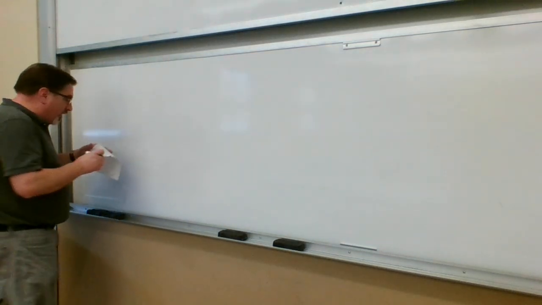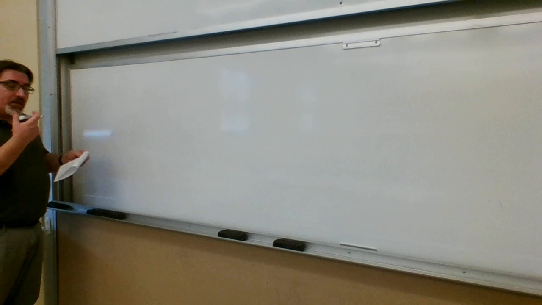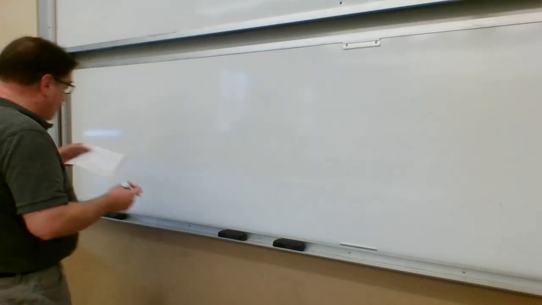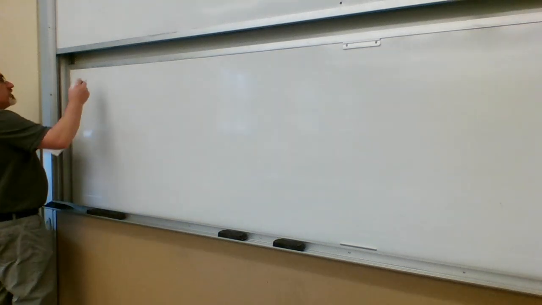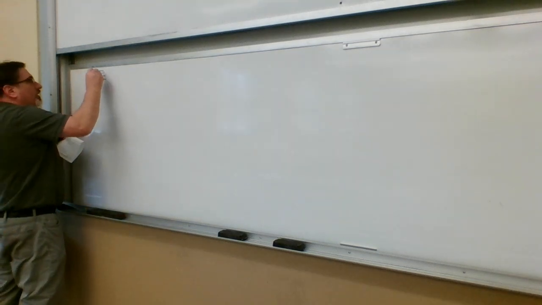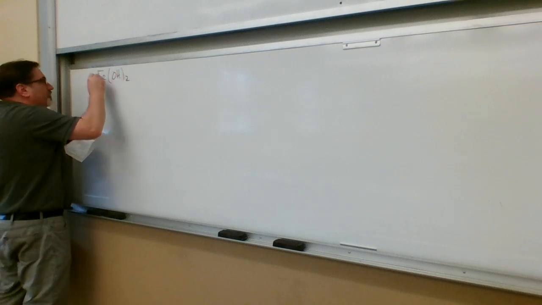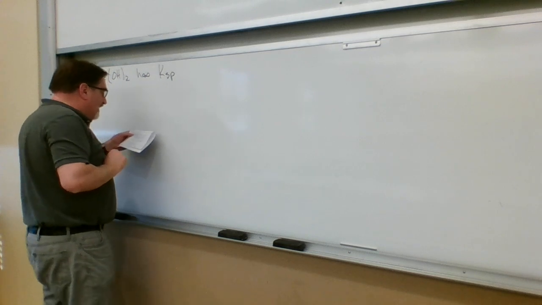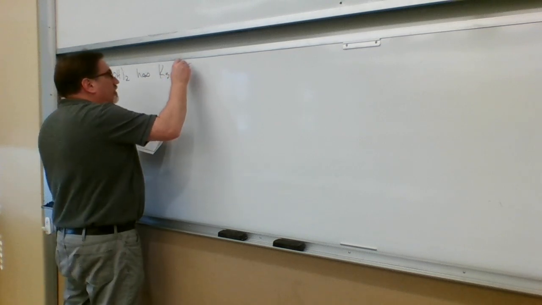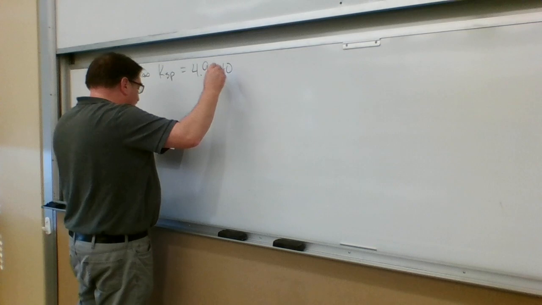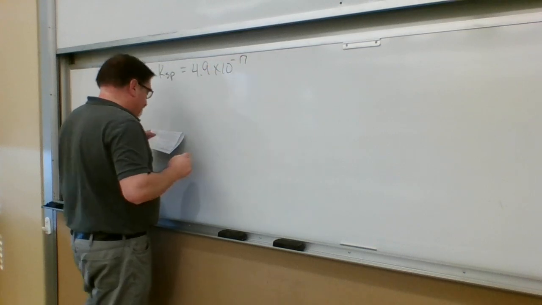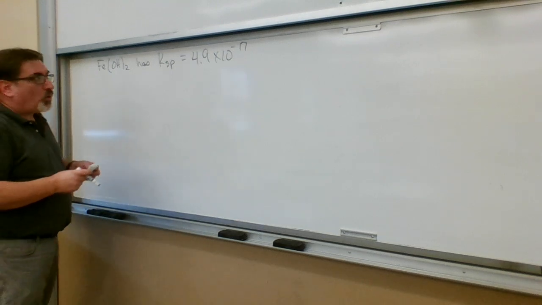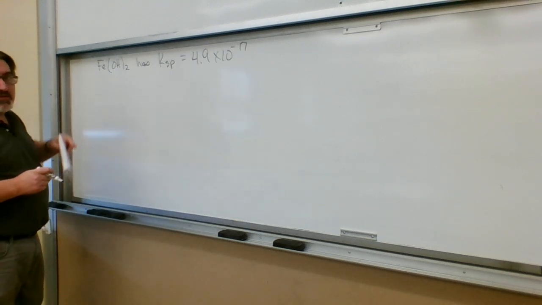It's more KSP problems, but now we're dealing with a situation where we don't know the concentrations. We're calculating those concentrations. So I chose Fe(OH)2. Fe(OH)2 has a KSP of 4.9 times 10 to the minus 17th. Our job now is to calculate the molar concentration of Fe(OH)2 in a saturated solution.